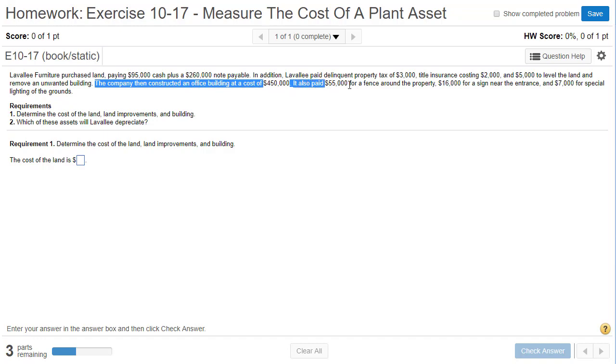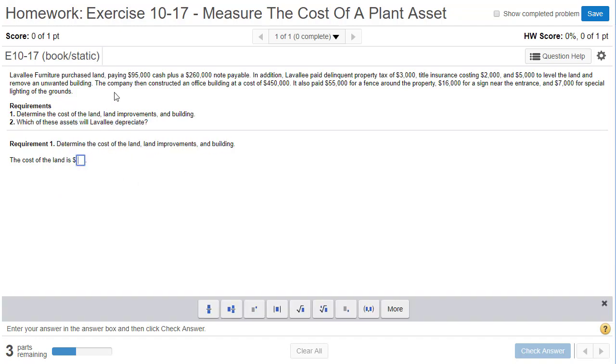It also paid $55,000 for a fence around the property and $16,000 for a sign near the entrance and $7,000 for special lighting of the grounds. So we're going to do two things. We're going to determine the cost of the land improvements, and the building, and then we need to figure out which of these will be depreciated. All right, requirement 1, determine the cost of land improvements, and the building.